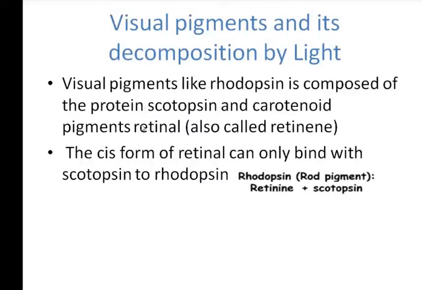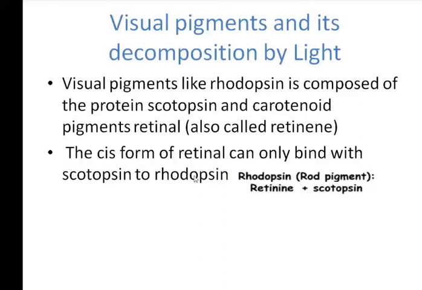There are also cis and trans forms of retinol. Only the cis form of the retinol can bind with the scotopsin and form the rhodopsin. When the light strikes, this cis form of the retinol is converted into the trans form, and during that process the retinol separates from the scotopsin, and that is known as bleaching.